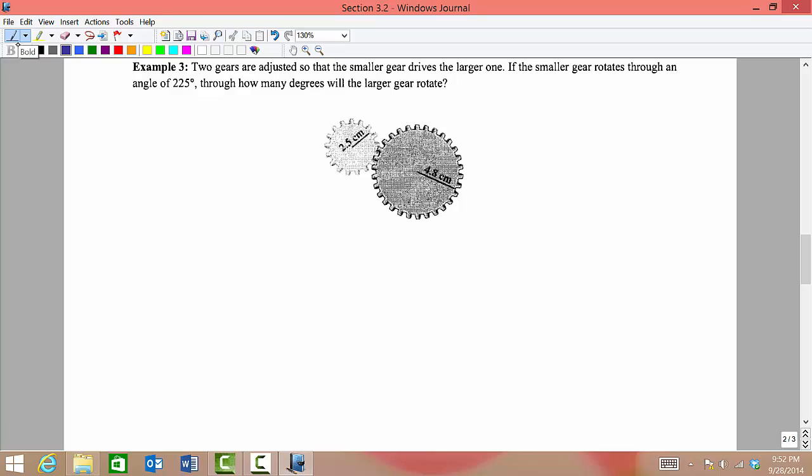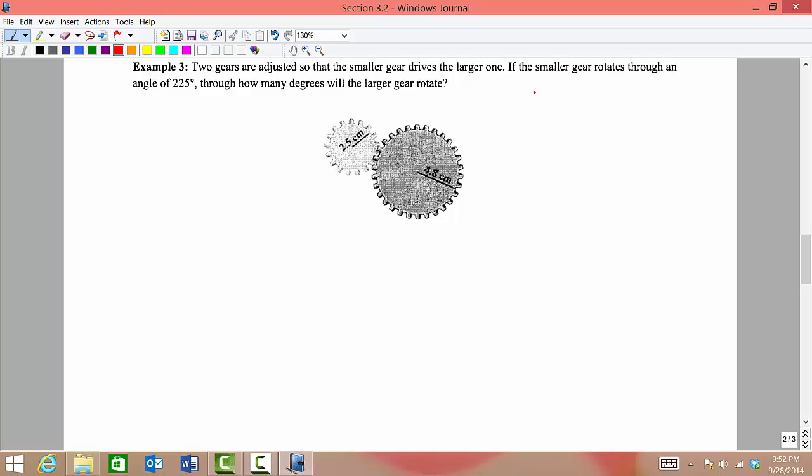Here in example 3, we are working with two circular gears. And we can look at the picture and we can tell that we know the radius for each of these gears. The smaller gear has a radius of 2.5 centimeters, and the larger gear has a radius of 4.8 centimeters. We are told that the gears are adjusted so that the smaller gear drives the larger one. So the smaller gear would be attached to the motor and will actually move and will turn the larger gear with it.